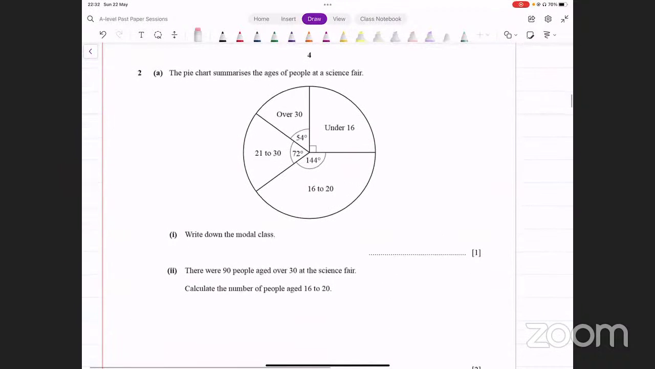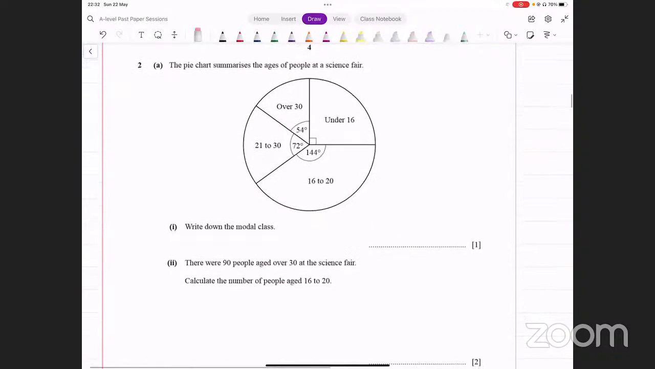Question number 2. Now it says the pie chart summarizes the ages of people at a science fair. So we've got this pie chart here. It summarizes the ages of people at a science fair. Write down the model class. Model class का क्या मतलब होता है? जिस क्लास के अंदर सबसे ज्यादा फ्रीक्वेंसी हो.